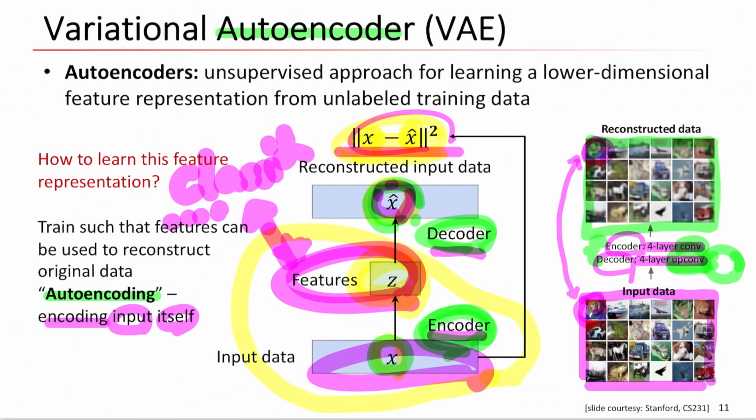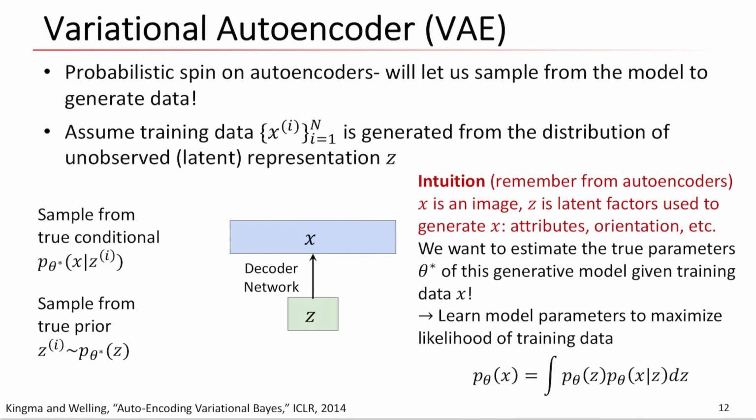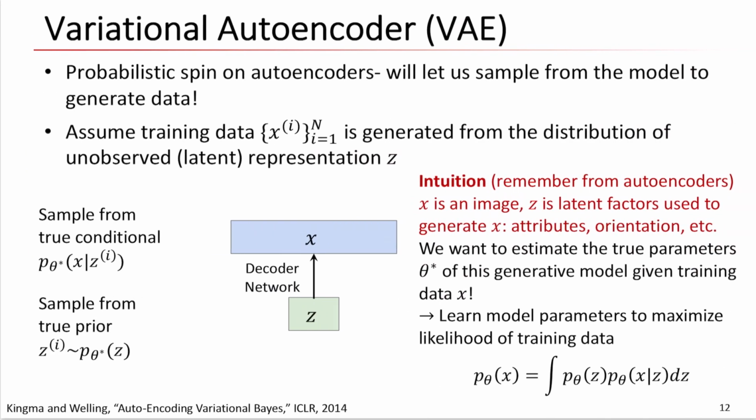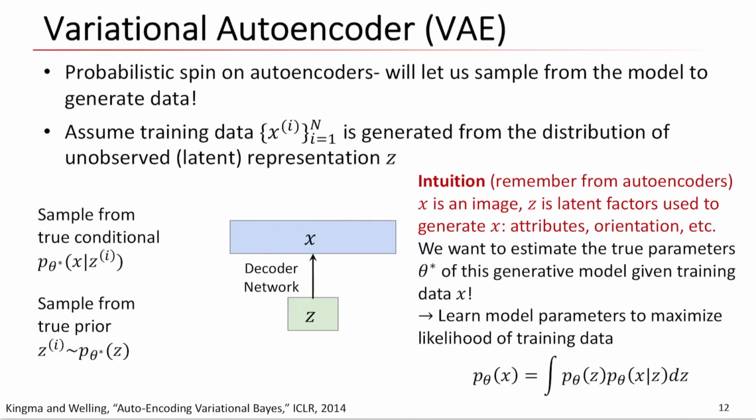This is the autoencoder. It was developed about 1920 maybe, yeah, 1920. So it has a very long history, but nowadays, by using the deep neural network, we want to formulate this autoencoder in a probabilistic way. So this is called the variational autoencoder. So here is the idea.